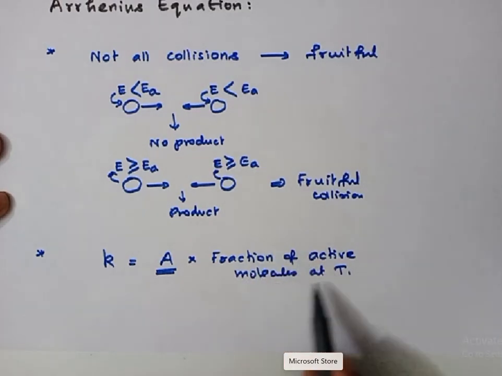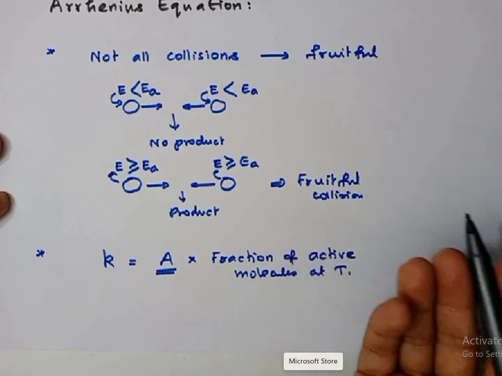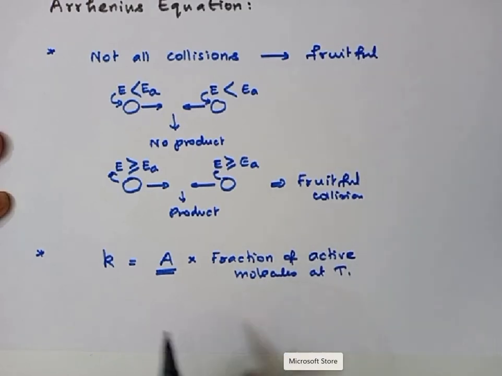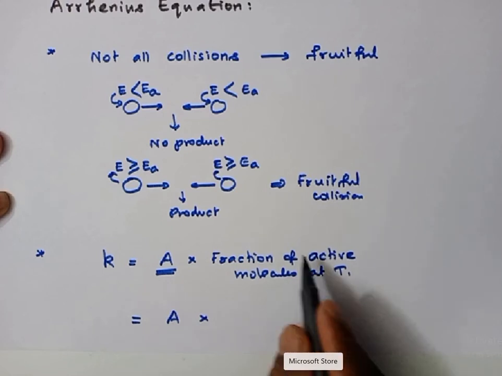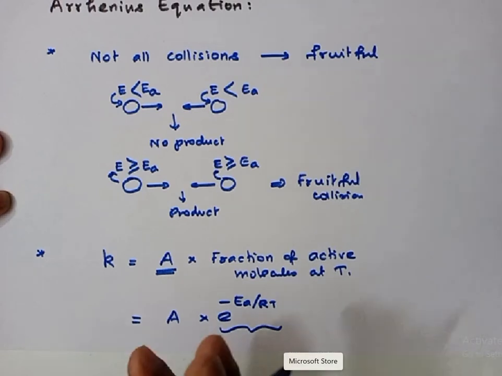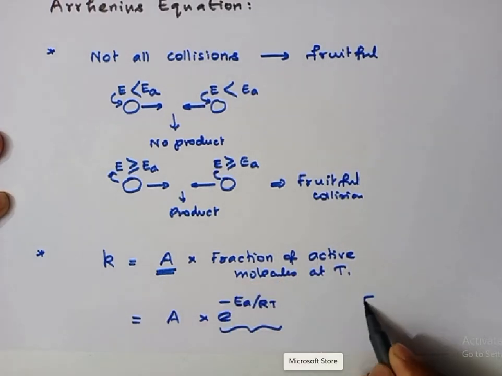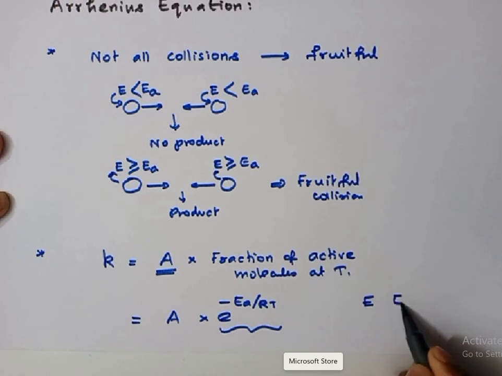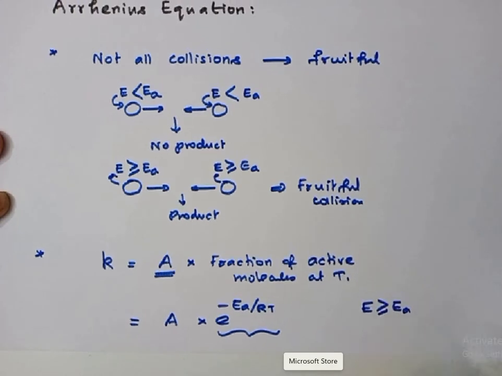How do we find the fraction of active molecules present at temperature T? For that we can use the Maxwell-Boltzmann distribution. From the Maxwell-Boltzmann distribution, it was found that the fraction of active molecules at temperature T is e to the power minus Ea by RT. This gives you the fraction of active molecules present in the system at a given temperature T. What is meant by that? Listen, if molecules have energy greater than or equal to Ea, those molecules are called active molecules.